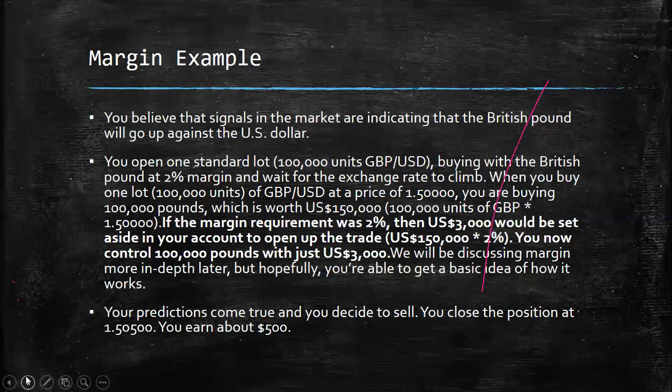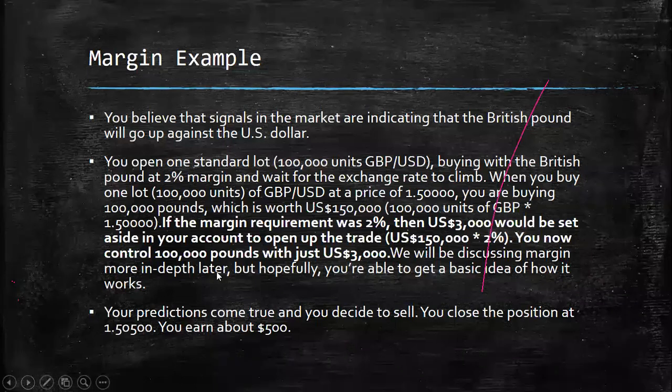150,000 US dollars. Okay. If the margin requirement was 2%, then $3,000 would be set aside on your account to open that trade. So basically, you would have to have an account size or equity of more than $3,000 to be able to buy a standard trade, basically. And that also, again, depends on what leverage you're using and things like that. Okay.